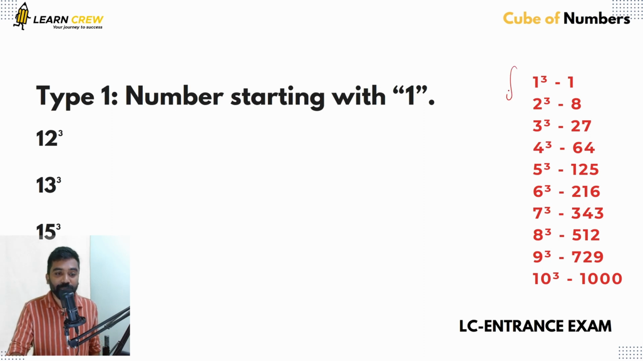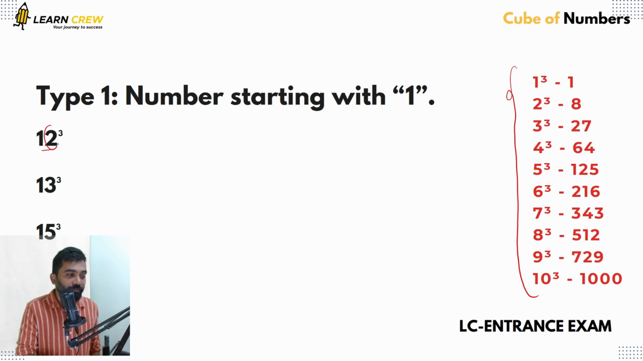For your simplicity I have just mentioned all the cubes from 1 to 10 on the right hand side. Now for the numbers starting with 1, this is type 1 of problems. Here you just concentrate on the second number. Since we are going to find the cube of this number, we need 4 different spots, starting from 2 power 0, 2 power 1, 2 power 2, 2 power 3, because here the given number is 2 and the highest power is 3. So we are starting from 2 power 0 to 2 power 3.